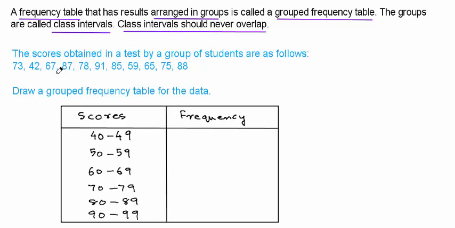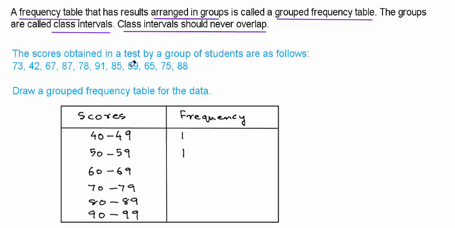If you look at the data, there's one score in the 40s, that's 42. So we put a frequency of 1 in 40 to 49. In other words, there's only one score between 40 and 49, both inclusive. Similarly, there is only one score, 59, between 50 and 59. So we put a 1 here.